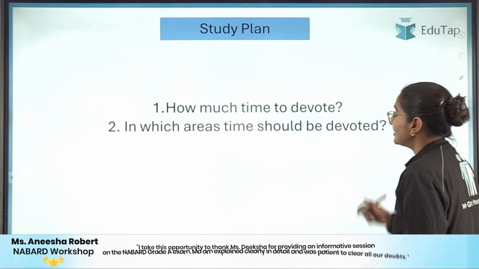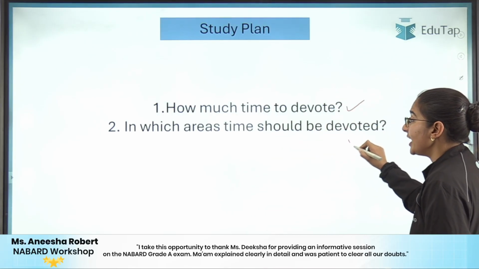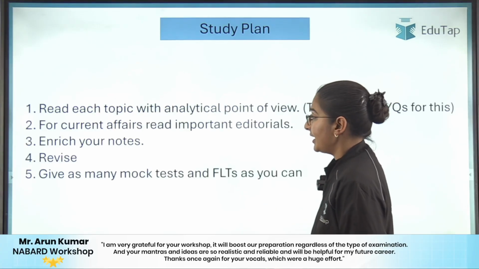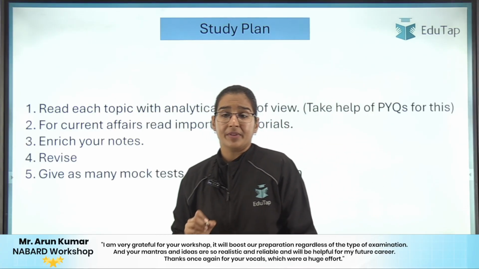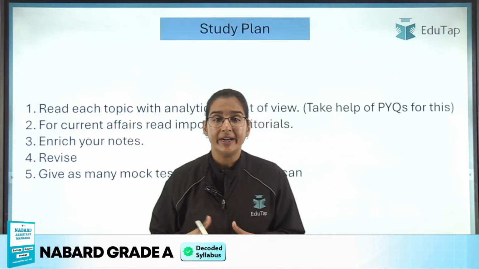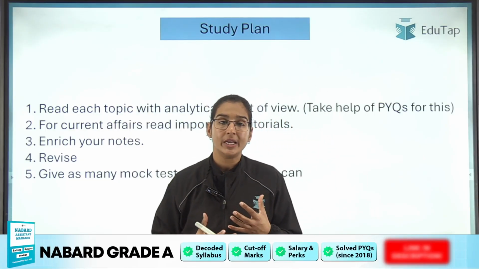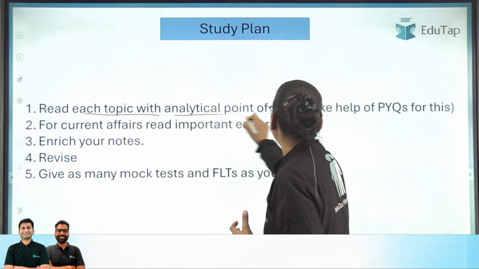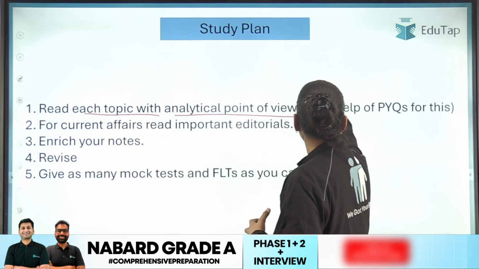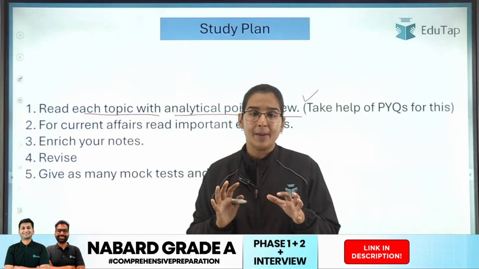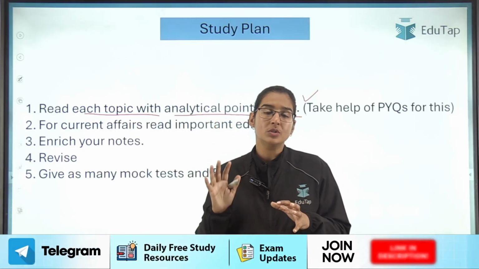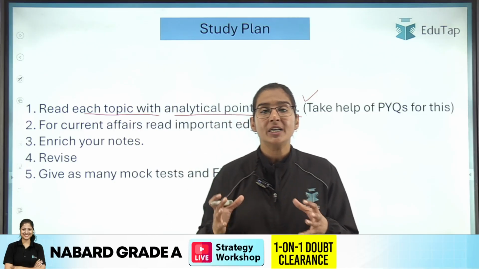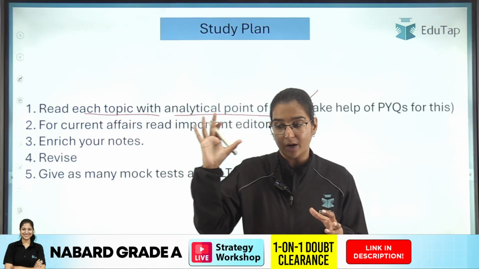Now the question arises, how much time to devote, in which areas the time should be devoted, and how you should prepare this paper, right? Let me tell you. First of all, when you are covering your ARD syllabus and your ESI syllabus, read each and every topic with an analytical point of view and take help of PYQs for this. Taking the help of PYQs, we have already noted down certain themes from which the questions are being asked. So try preparing each and every topic around those themes.